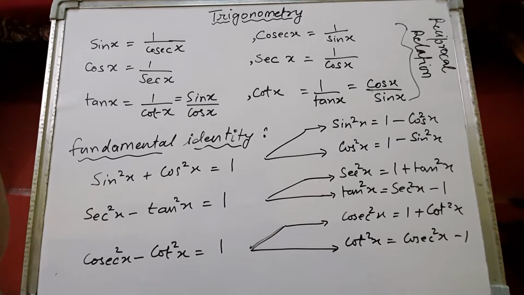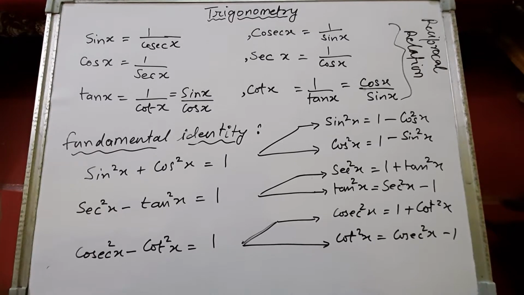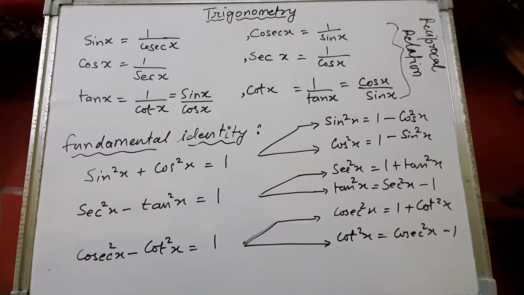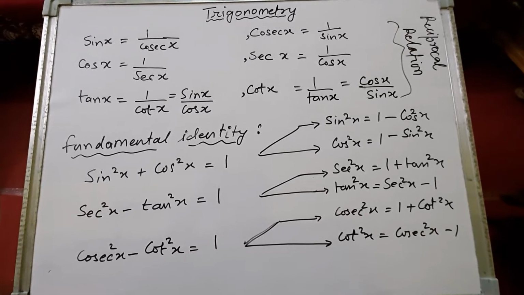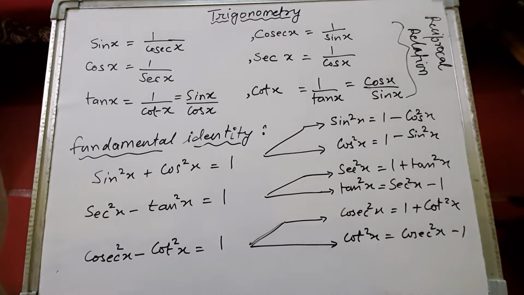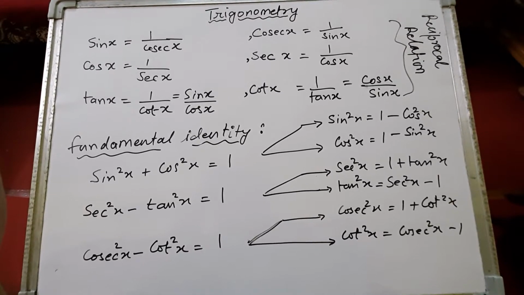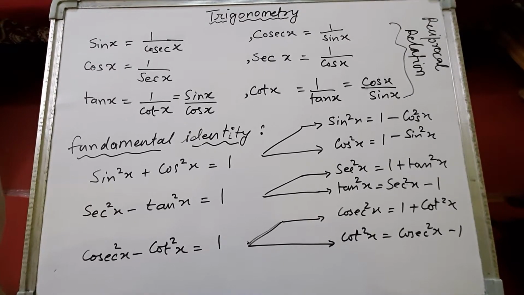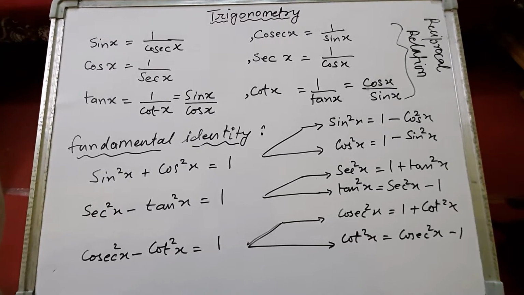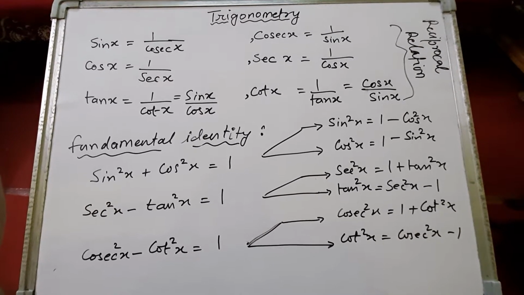In this exercise we will start with a few formulas that we have already discussed in class 10th. Let's take a quick revision. First we'll study the reciprocal relations. Sin x equals 1 upon cosec x, and cosec x equals 1 upon sin x. Cos x equals 1 upon sec x, and sec x equals 1 upon cos x. Tan x equals 1 upon cot x, which also equals sin x upon cos x. Similarly, cot x equals 1 upon tan x and can be written as cos x upon sin x. So these are the reciprocal relations.